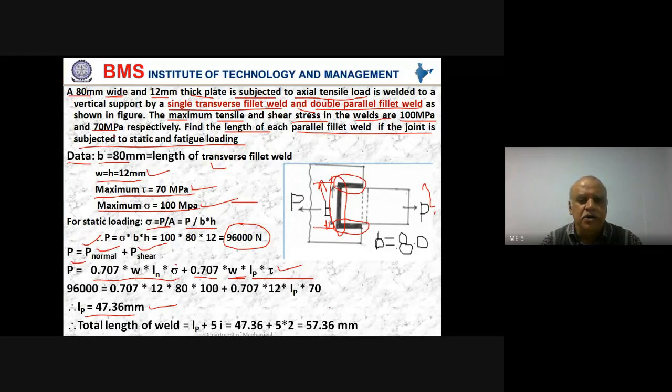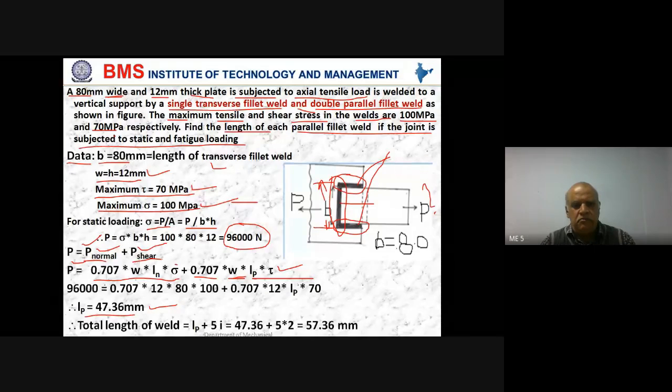The total load is shared by, or is taken up by, the transverse fillet weld and also the parallel fillet weld. So therefore, the total load P will be equal to load shared by transverse fillet weld plus load shared by parallel fillet welds. Please note on this. Then we'll go to fatigue loading.